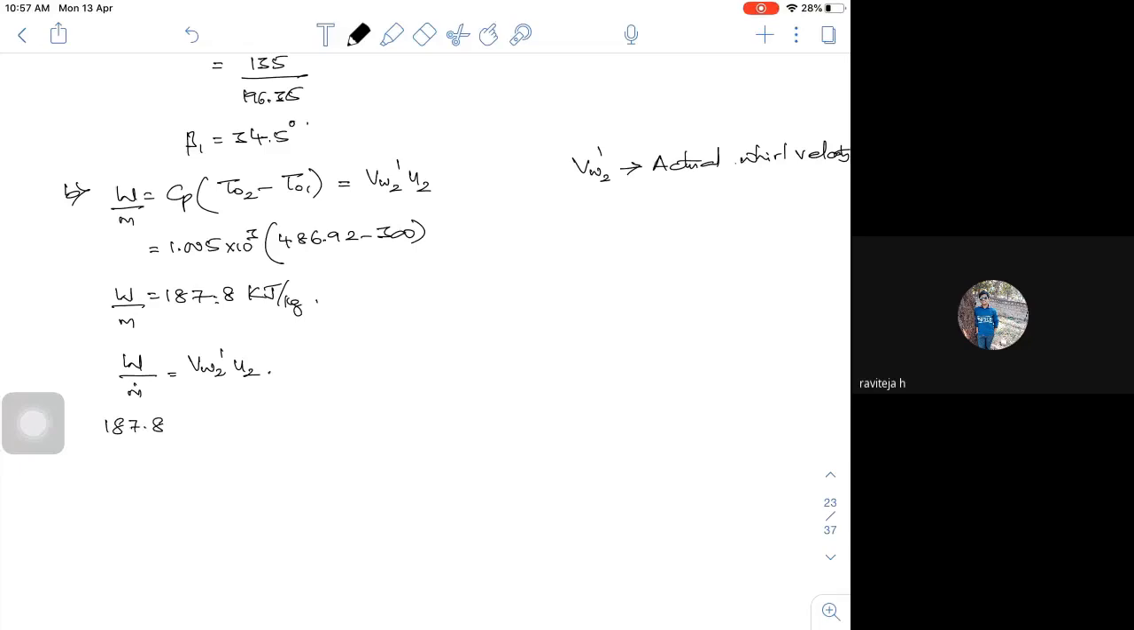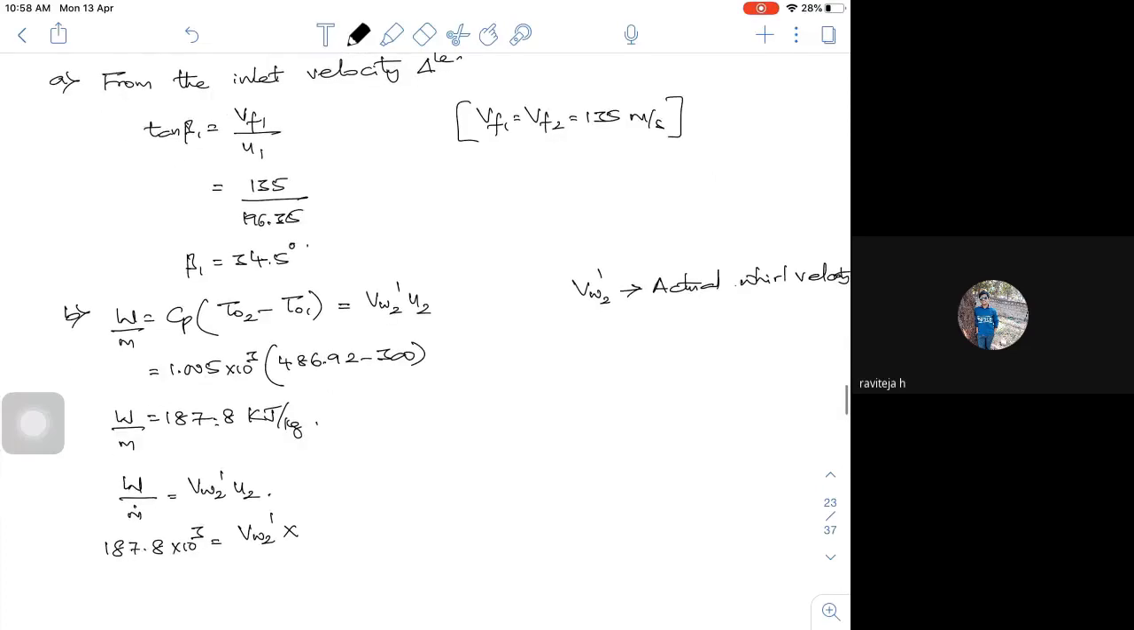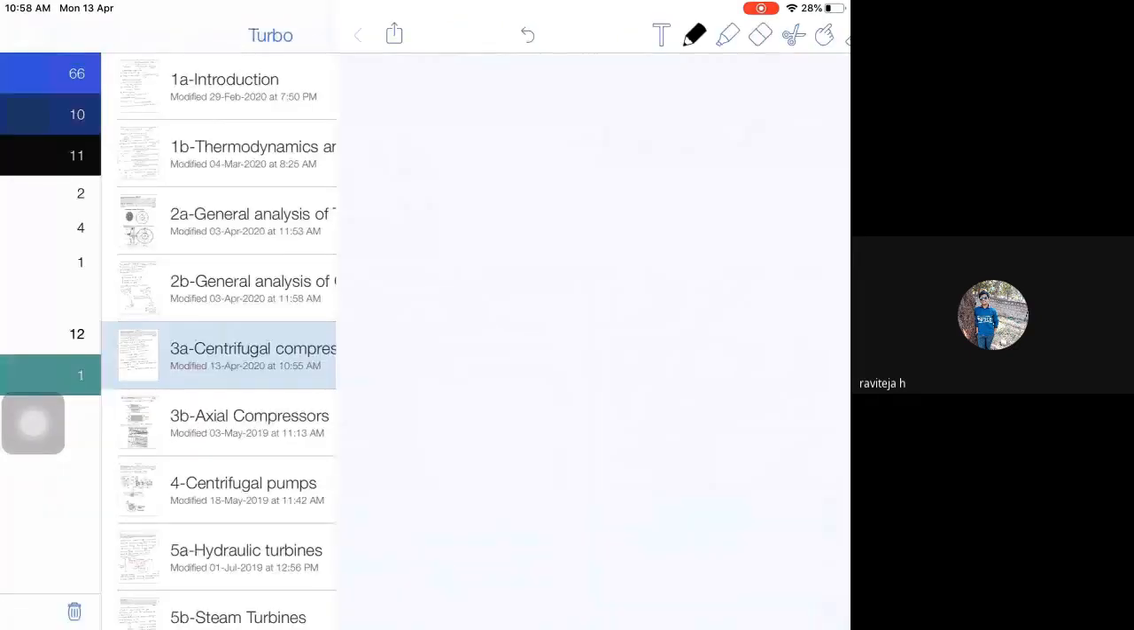So 187.8 into 10 to the power of 3 is equal to VW2 dash into U2. What is my U2? U2 we just calculated is 455.5. So with 455.5, I get my VW2 dash, which is equal to 412.4 meters per second. This VW2 dash is the actual.